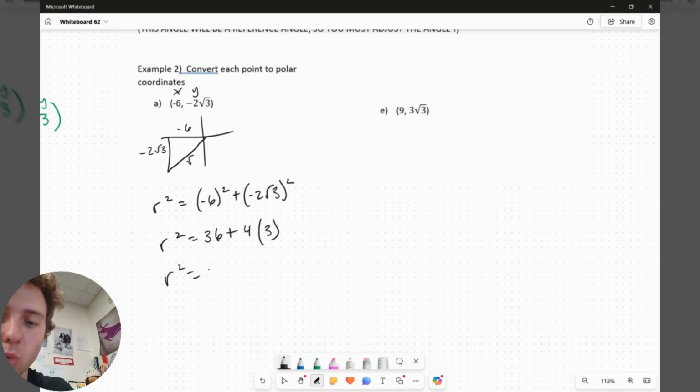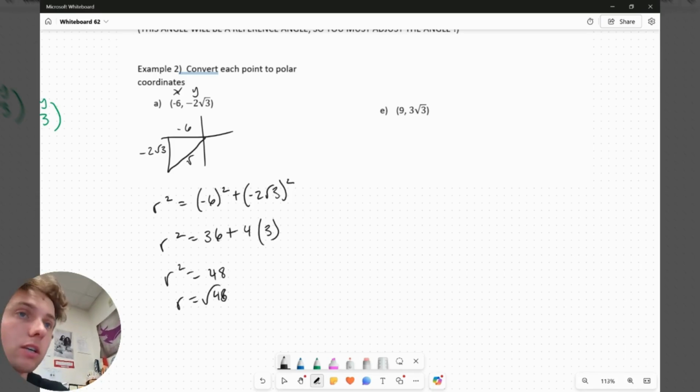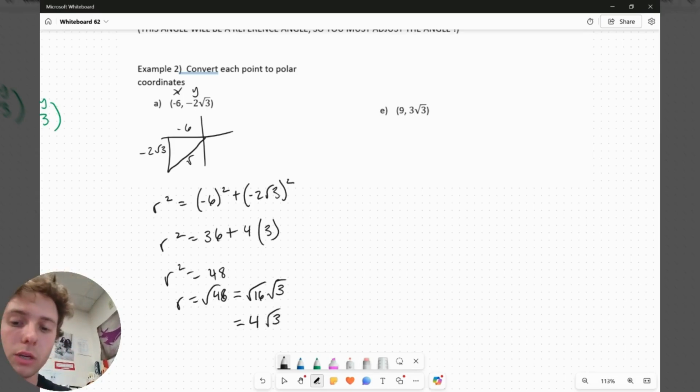36 plus 12 is 48. We take our square root. We're assuming the radius is positive here. You could rewrite that square root as square root of 16 and square root of 3 in order to reduce it. Square root of 16 is 4. Square root of 3 is still just square root of 3. So we have now found r, the radius.